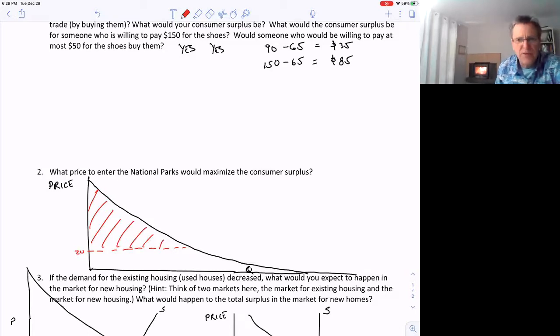What price would actually maximize the entire surplus? That would be if they were free. So if it was absolutely free to enter the national parks, then the consumer surplus would be all of this area under the demand curve.